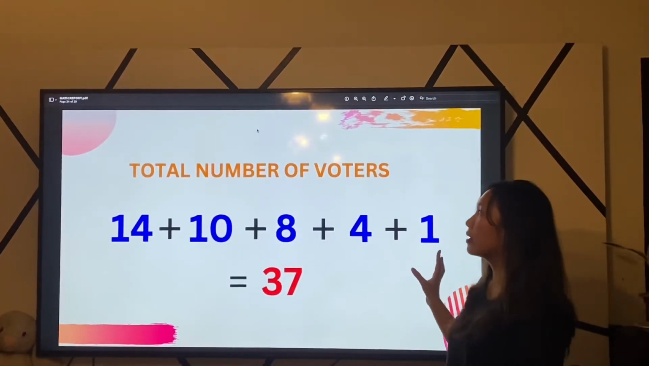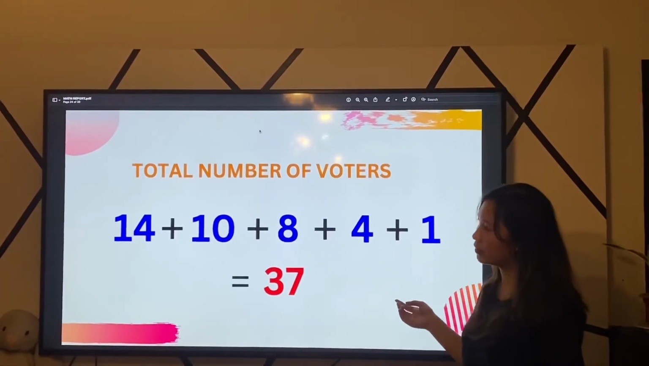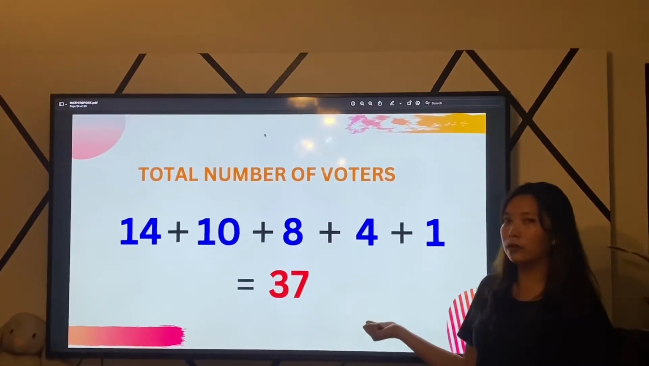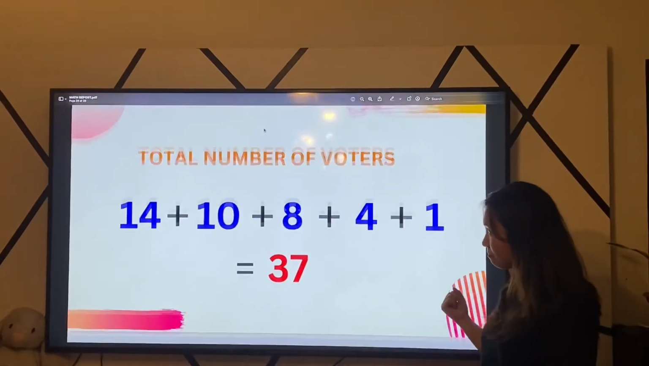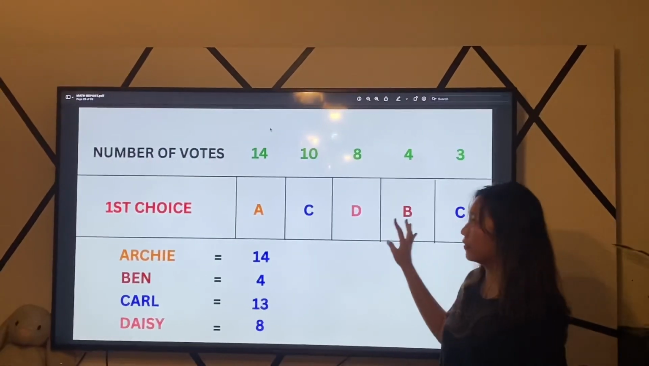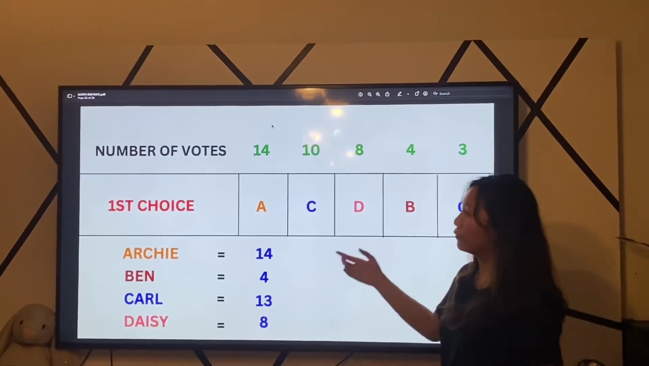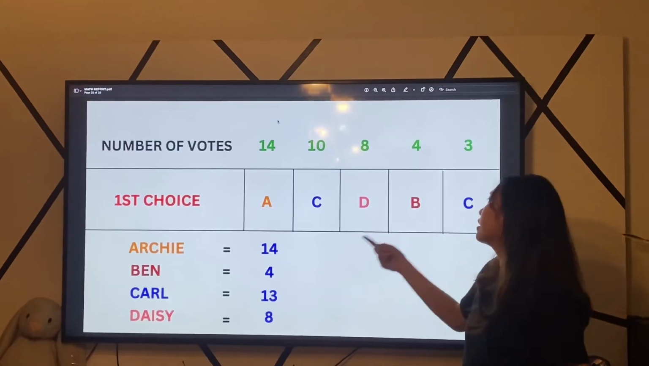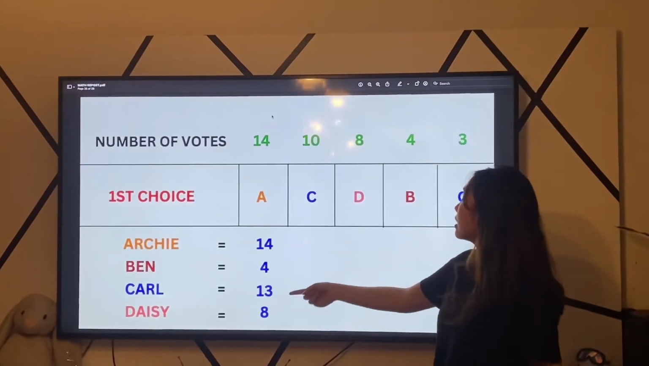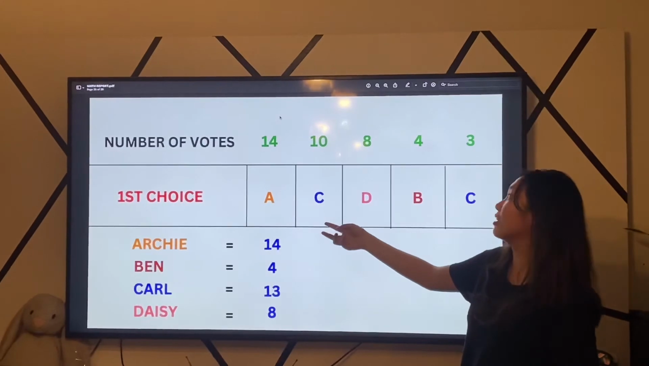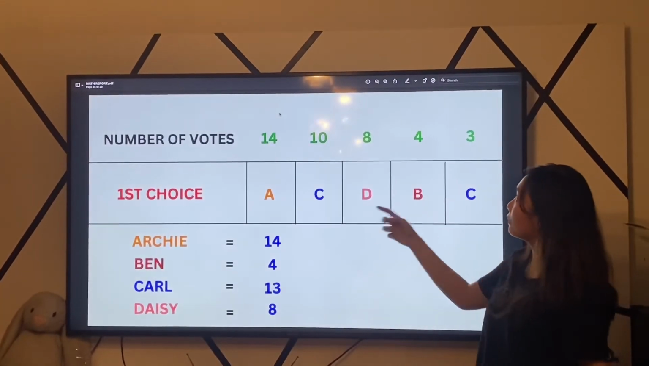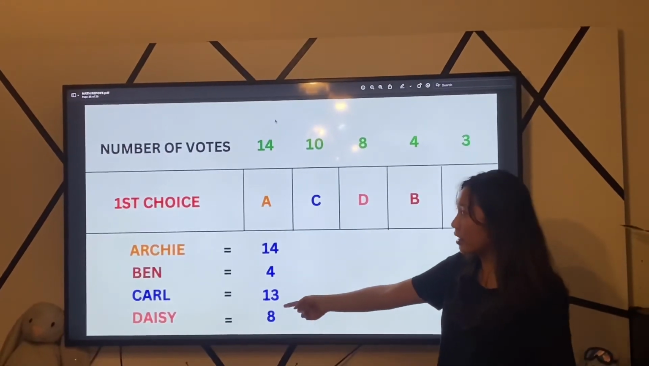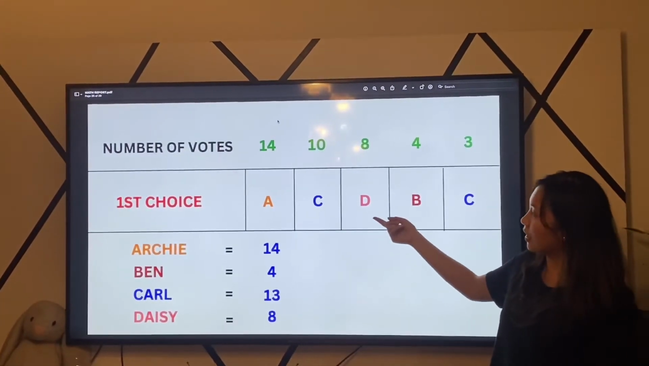First, we will add the total number of voters. We have 14 plus 10 plus 8 plus 4 plus 1, that totals 37. So this is the first choice. For Archie, he got 14 votes. For Ben, he got 4 votes. Carl got 2 numbers of votes. We have 10 and 3, and we will add those, that equals 13. Daisy got 8 votes.